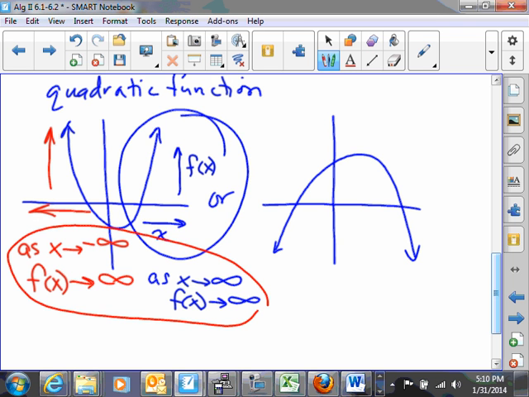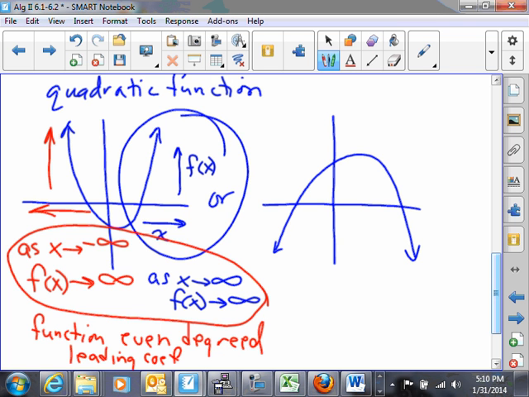Now, the thing that makes this end behavior occur this way is the function is even degreed, and the leading coefficient is positive. Remember earlier I said the leading coefficient was going to be helping us out with these. So we're going to take a look at these and we're saying the function is an even degreed function and the leading coefficient is positive.